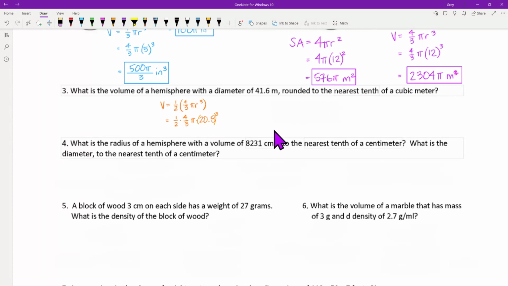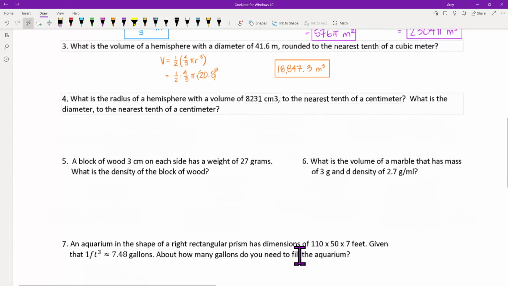And when you punch that in, and y'all, you should pause this. If you think this is really easy, pause it. Go fill out the notes and then check your answers. That will give you a much better understanding of this lesson. All right, so rounded to the nearest tenth, that gives us 18,847.3 cubic meters. All right, number 4.